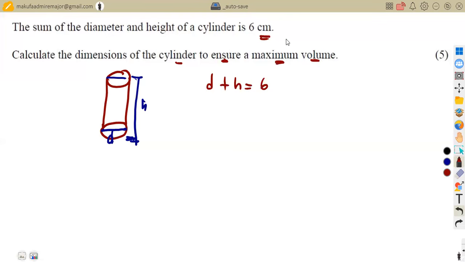Then the question is, calculate the dimensions of the cylinder to ensure a maximum volume. We are talking about a maximum volume on a cylinder. The volume there is the one that is supposed to be maximum.